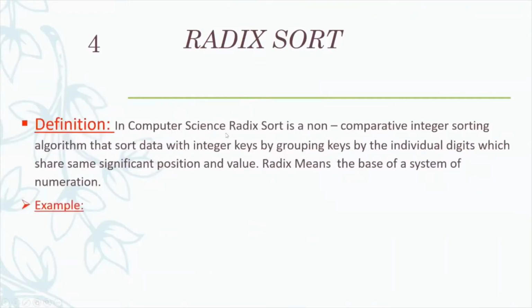In computer science, Radix sort is a non-comparative integer sorting algorithm that sorts data with integer keys by grouping keys by the individual digit which share some significant position and values.